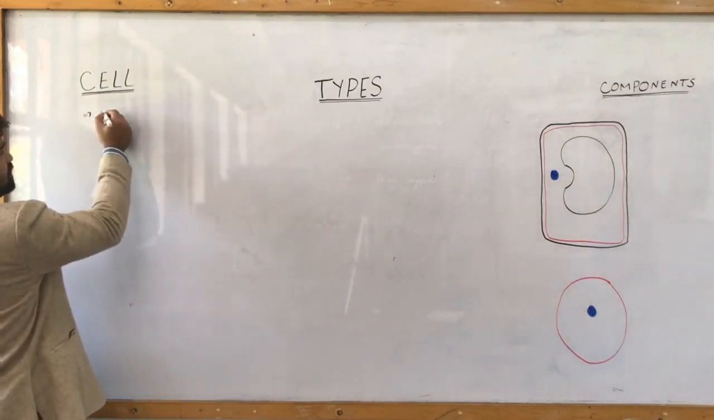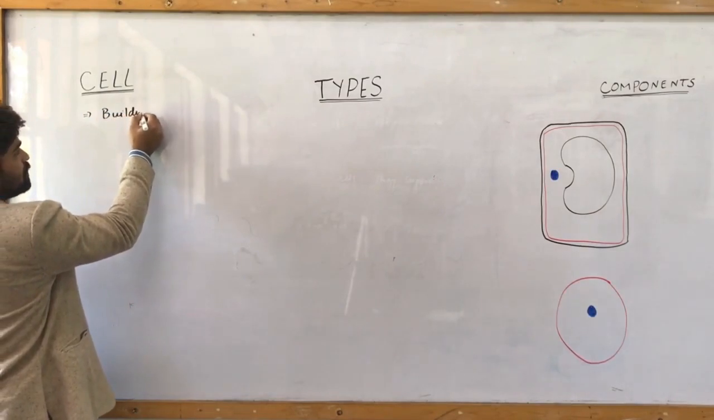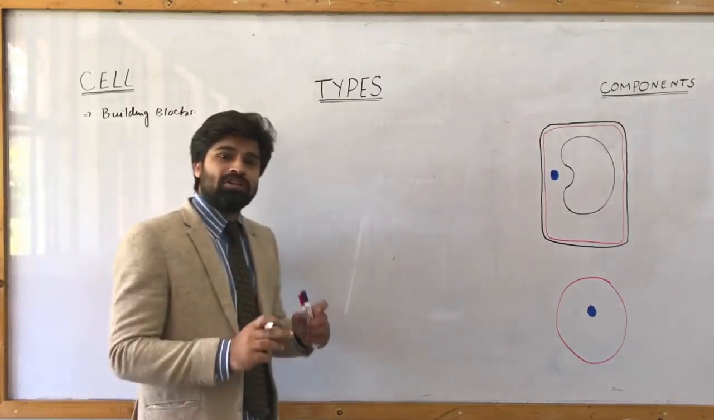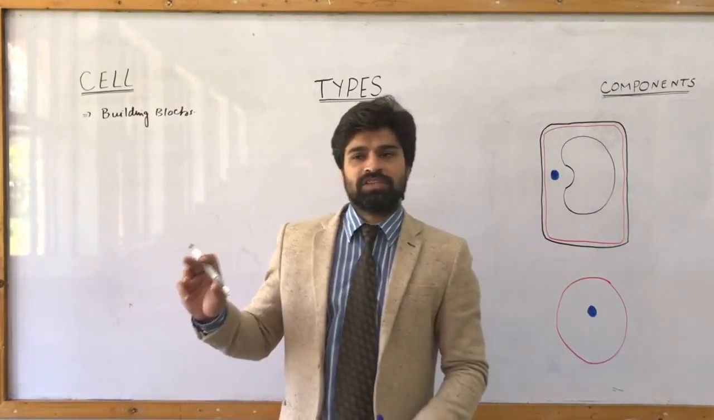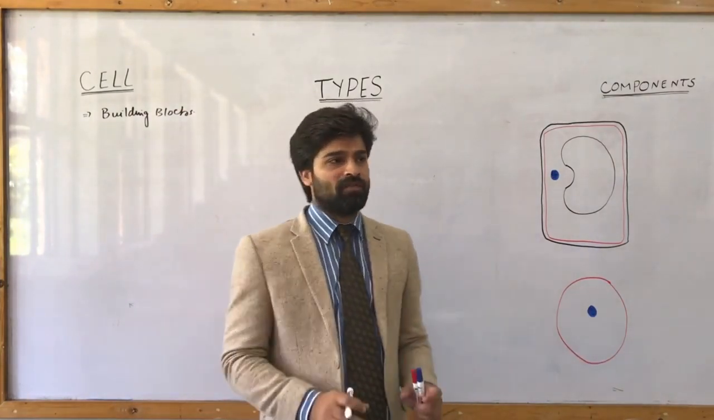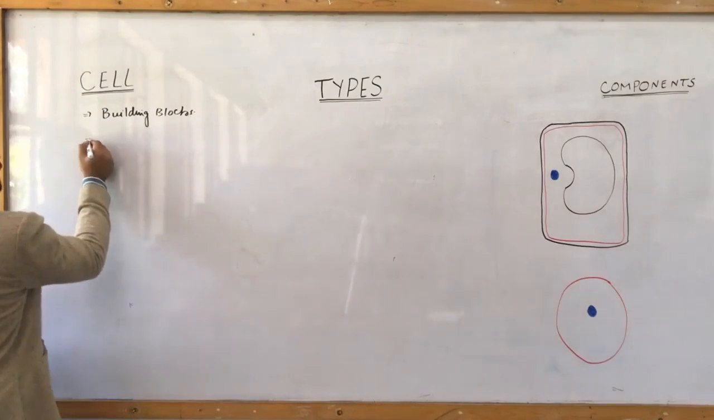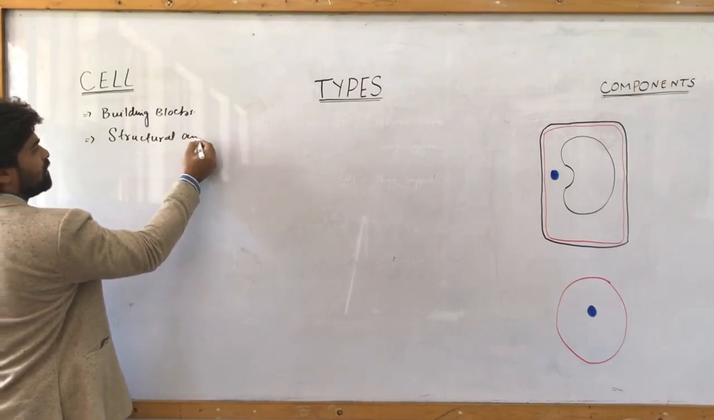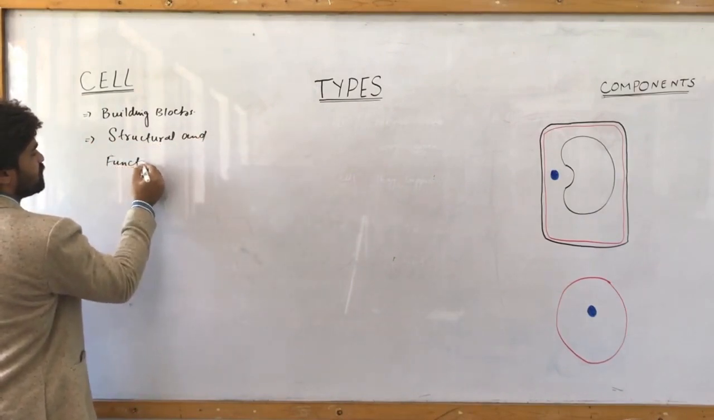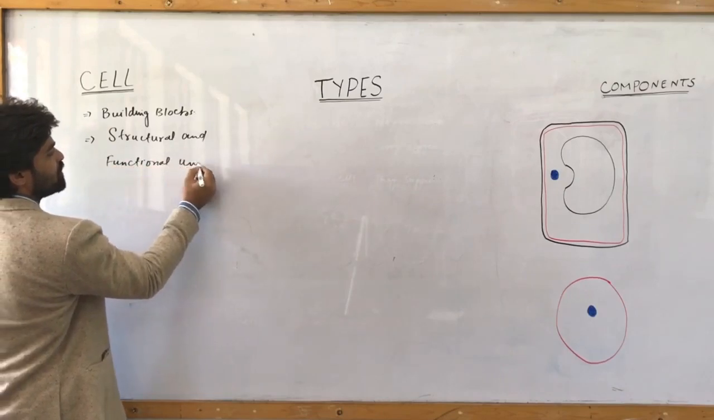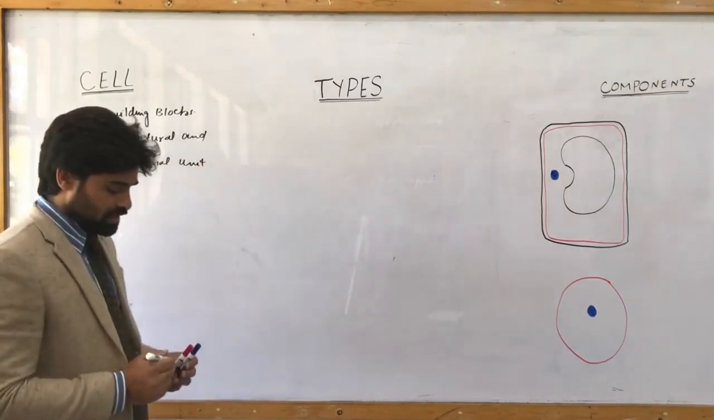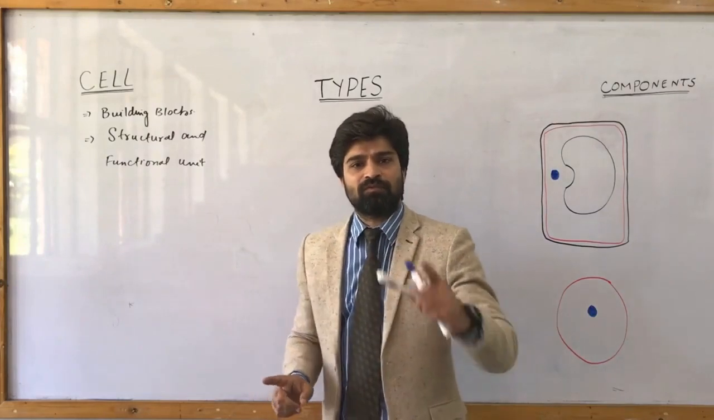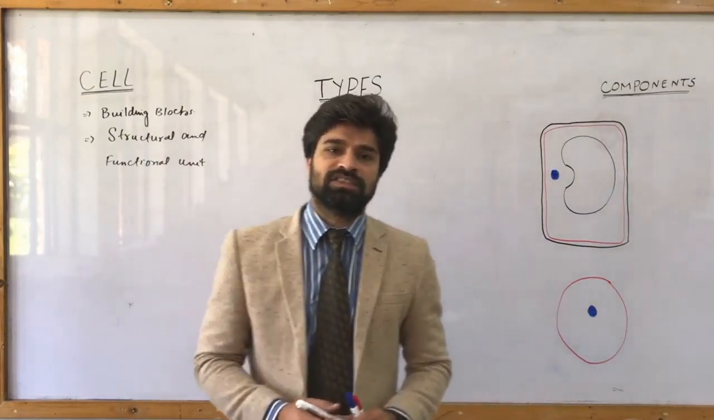Cells are basically the building blocks of living organisms. That means that all the living organisms are made up of cells. In another definition, we can define a cell as the structural and functional unit of living organisms. That means that all the living organisms are made up of cells, and the functions they perform are basically performed by the cells.